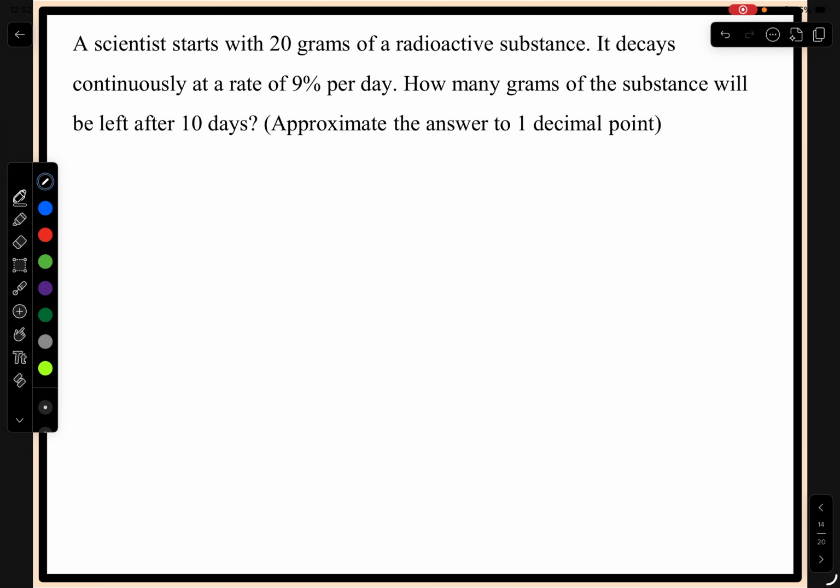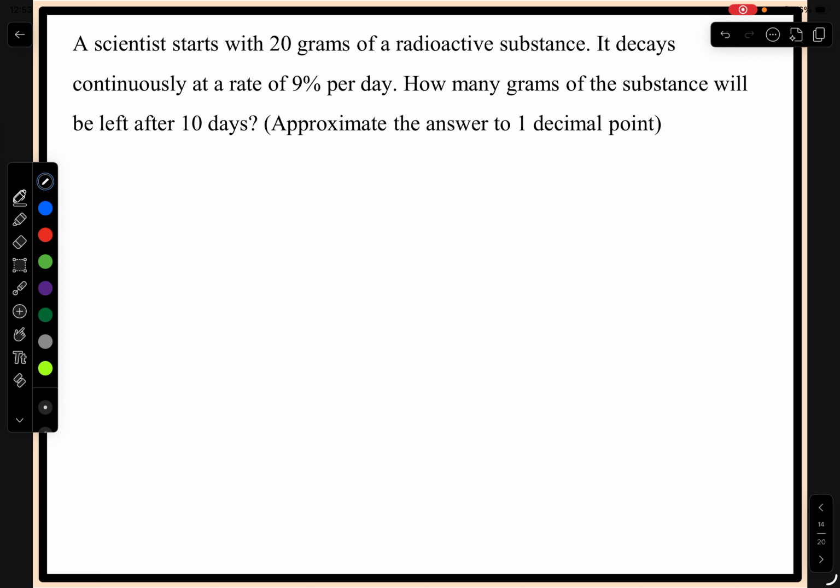So if you're watching this, then you're getting stuck on this problem and are getting this one wrong. So let's see if I can help you out here and find what errors you're making. In this example, a scientist is going to start with 20 grams of a radioactive substance and it's going to decay continuously at a rate of 9% per year. So how many grams of the substance will be left after 10 days?